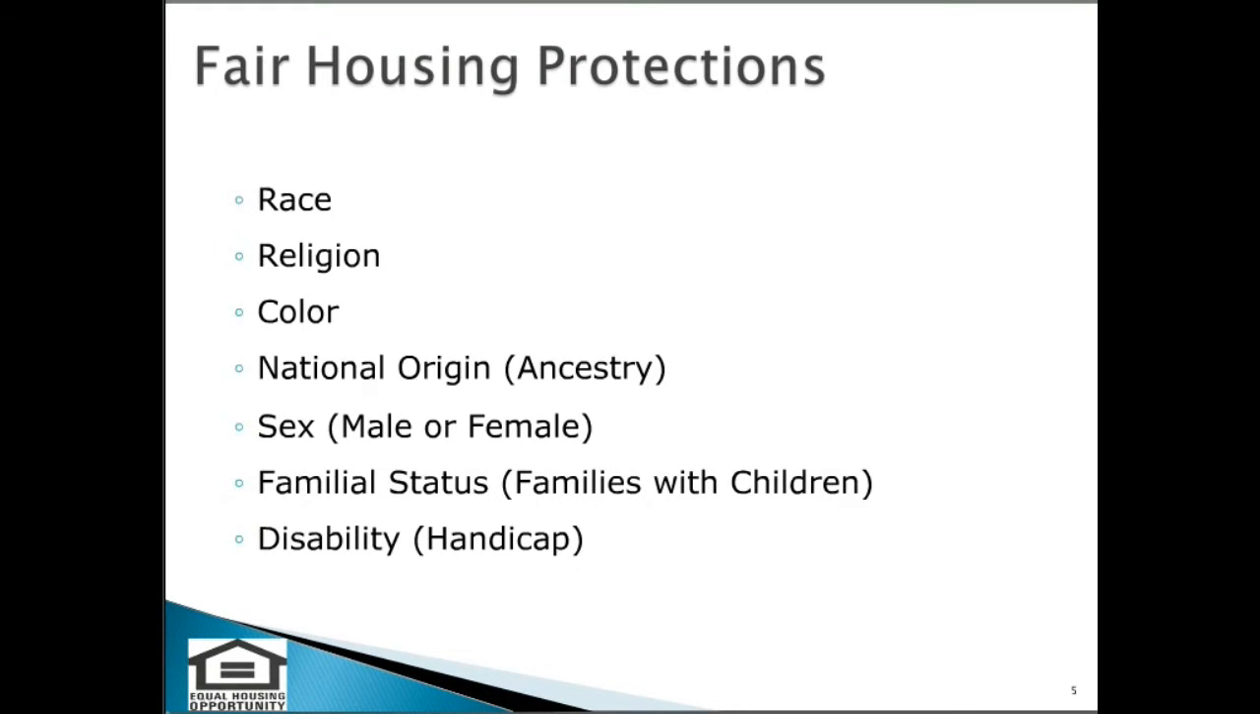In 1968, the Civil Rights Act, also known as the Fair Housing Act, was established. The Act provides protections for the following 7 groups based on race, religion, color, national origin or ancestry, sex, referring to male or female, familial status, referring to families with children, disability, or handicap.